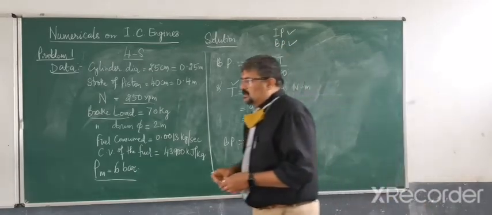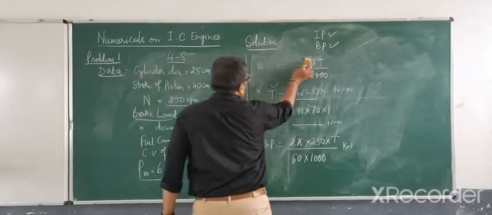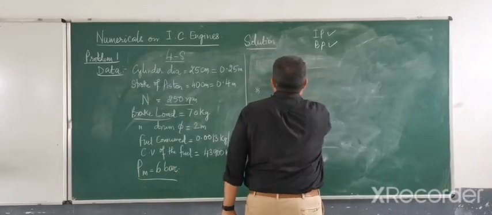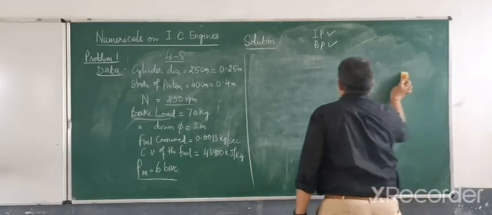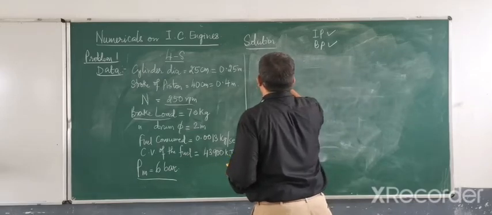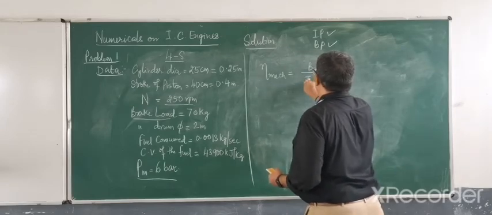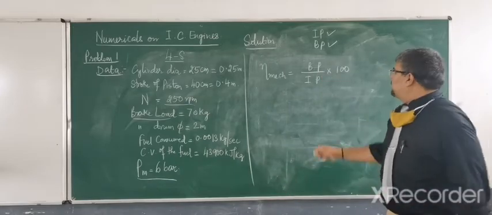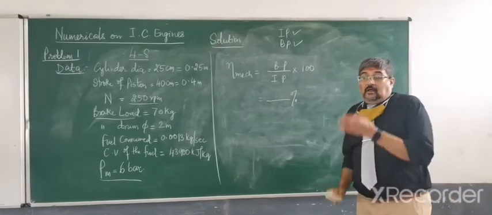Now you can easily find out the mechanical efficiency. Mechanical efficiency will be brake power divided by indicated power into 100. Whatever you get, you will write it in terms of percentage.